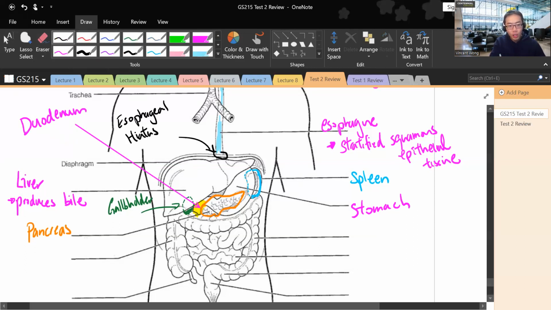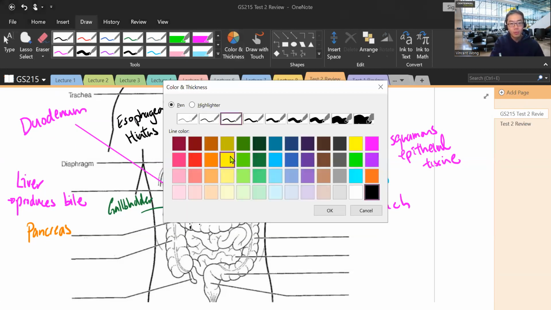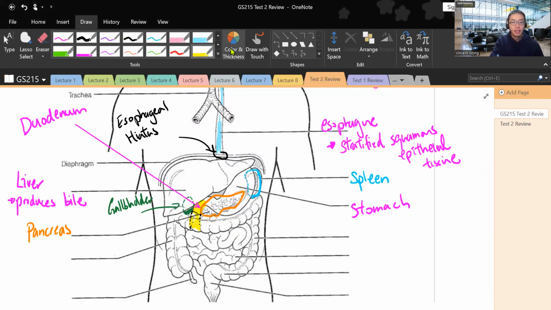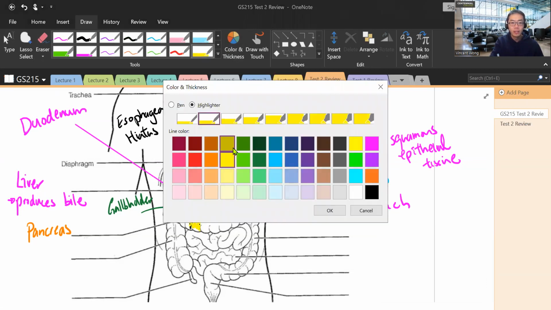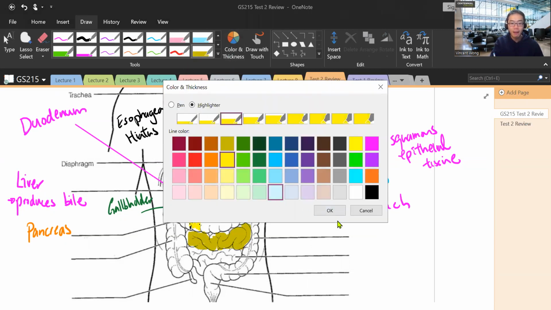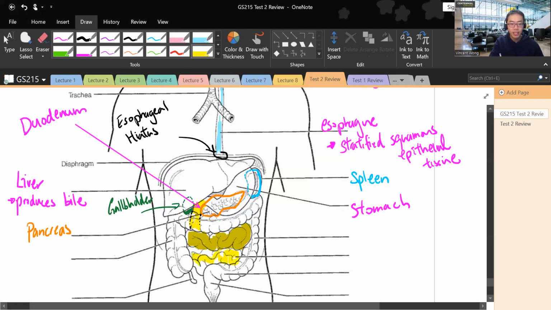Now I'm going to draw a little bit more of it. It's hiding behind the colon here, but if I were able to see through the colon, that's where the duodenum is going to be. Now the duodenum will connect to the next part, which is roughly here. That's all this stuff. That would be the jejunum. And then after the jejunum, you will have the ileum.